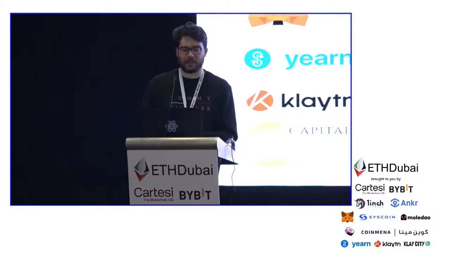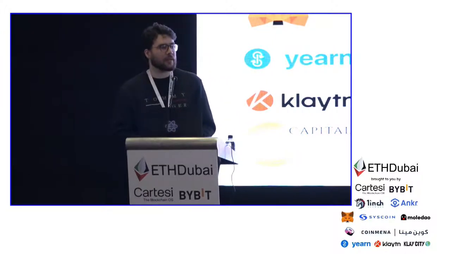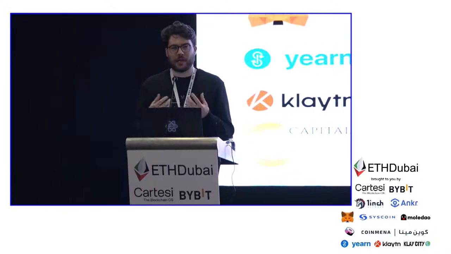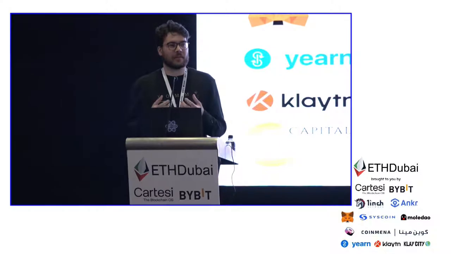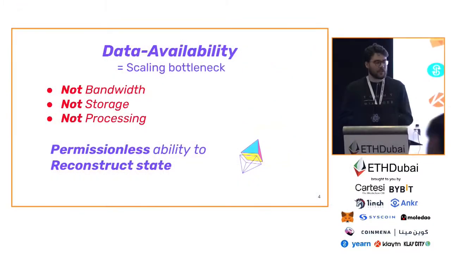So what is data availability? You could think of this as the primary scaling bottleneck in Ethereum today, where if you have some layer 1, it doesn't use Ethereum quite right. It doesn't offer what layer 2 needs, right? So data availability is not about bandwidth or about storage or about processing. These are all properties that you can scale today using traditional Web2 technology. It's something you can scale on individual machines. But data availability is about the permissionless ability to reconstruct state.